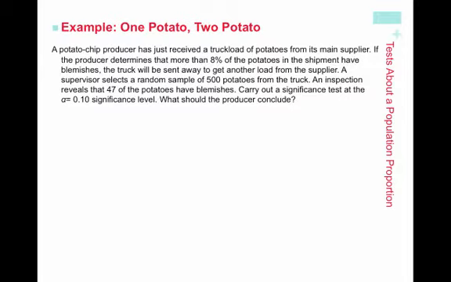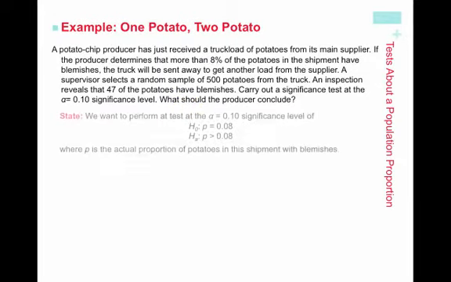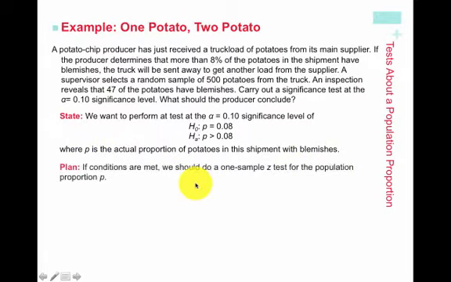A supervisor selects a random sample of 500 potatoes. An inspection reveals that 47 have blemishes. Carry out a significance test at alpha equals 0.1 significance level and figure out what we should conclude. So, we're stating our null and alternative hypothesis. We're stating our alpha. We're also defining what p means. That's how you should start every single one of these tests.